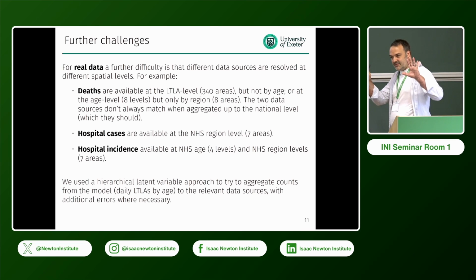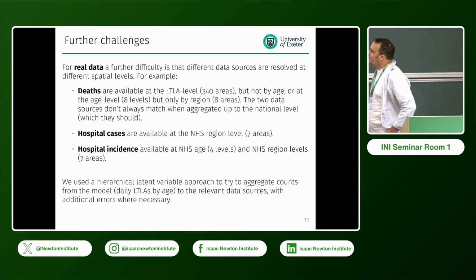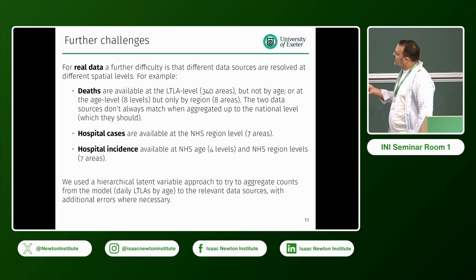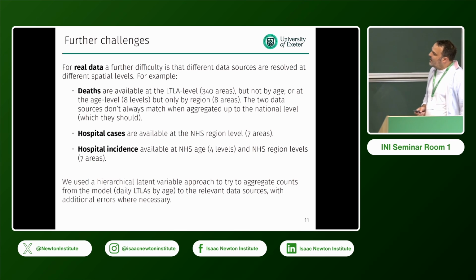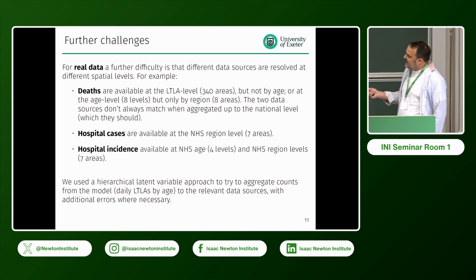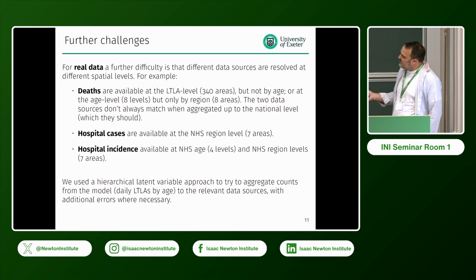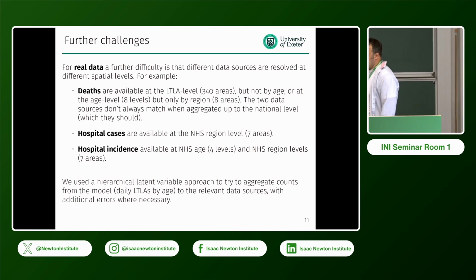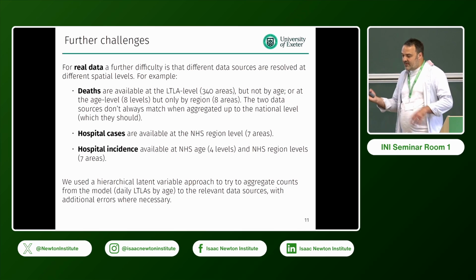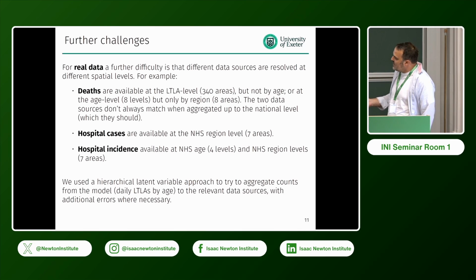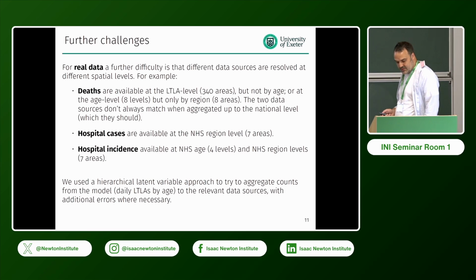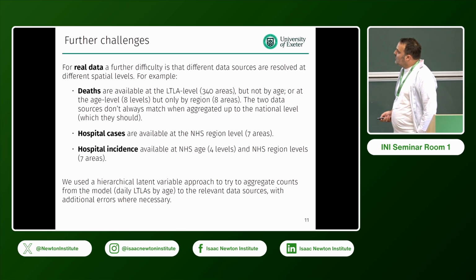So we have two sets of death data that are correlated, and it turns out that if you aggregate them up, they don't match, which is annoying. We also have hospitalizations, but hospital cases are only available at higher level aggregations, and incidence is available by age, but not the same age categories, and again, these higher level aggregations. So we have a range of different data sources available, and we had to have some kind of hierarchical latent variable approach to be able to map the model to the data.